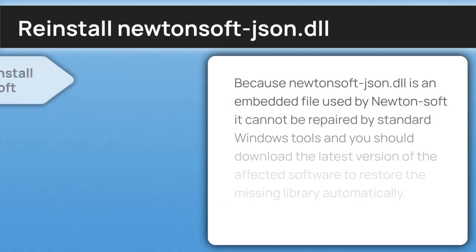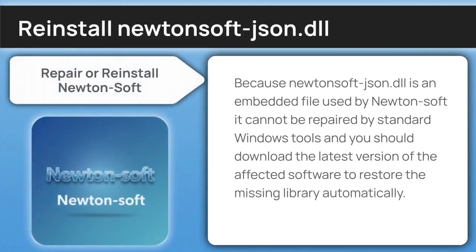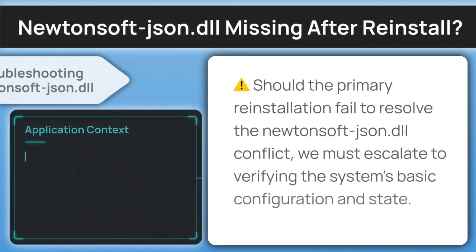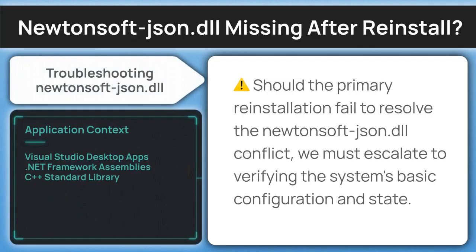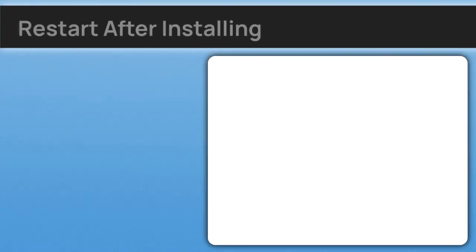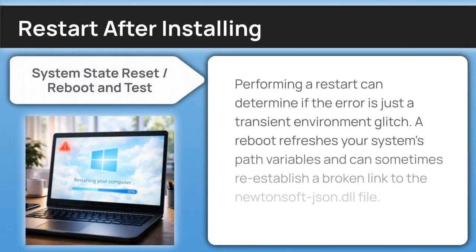Because Newtonsoft-Json.dll is an embedded file used by Newtonsoft, it cannot be repaired by standard Windows tools, and you should download the latest version of the affected software to restore the missing library automatically. Should the reinstallation fall short, the next step in our protocol is to validate the integrity of your system's startup environment. A quick system restart is a practical way to ensure that all shared libraries, including Newtonsoft-Json, are being loaded correctly into the current session's memory.